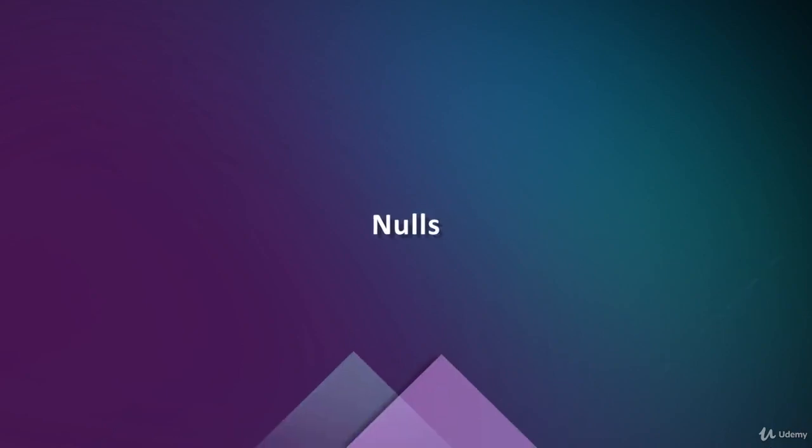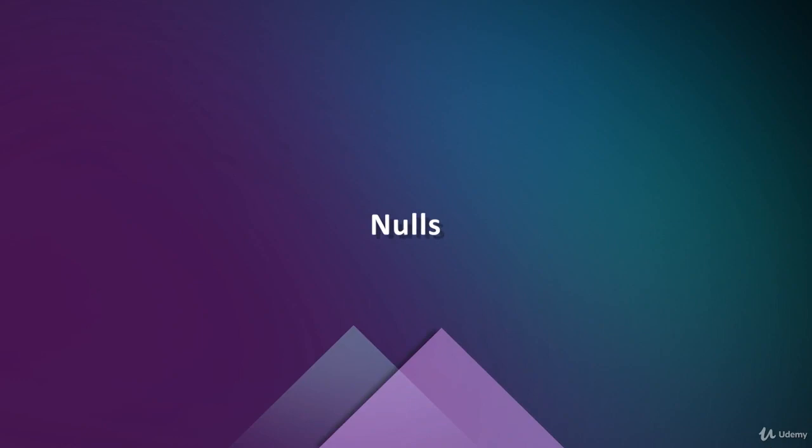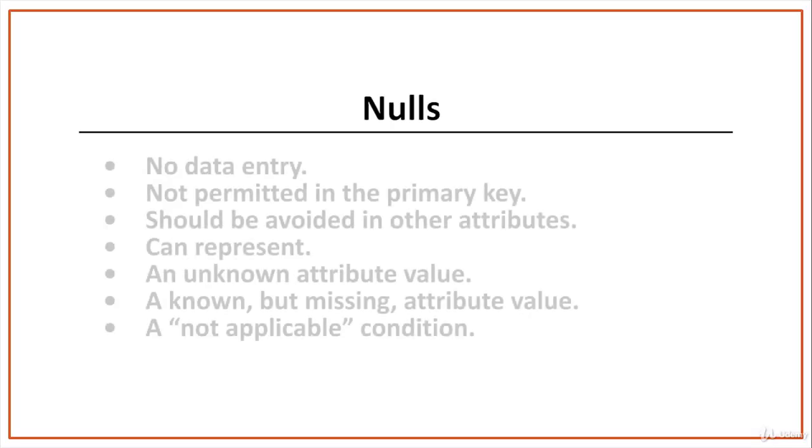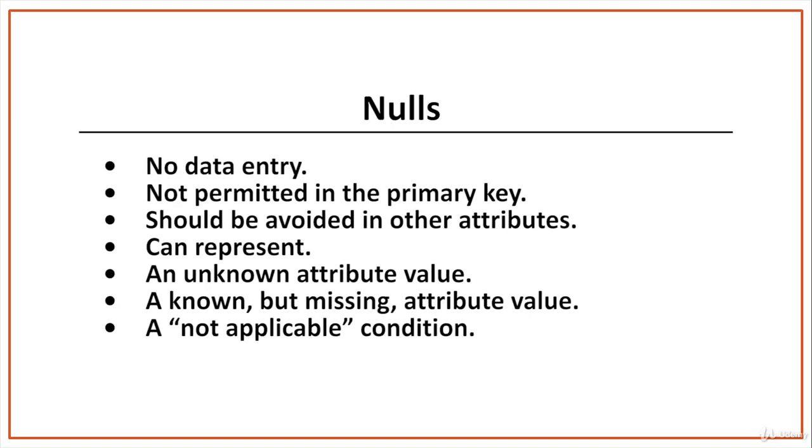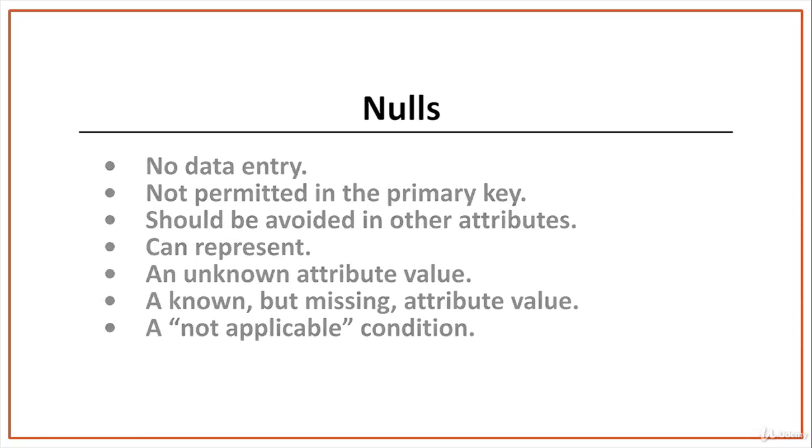Nulls. A null is a special symbol, independent of data type, which means either unknown or inapplicable. It does not mean zero or blank. Features of null include no data entry, not permitted in the primary key, should be avoided in other attributes, can represent an unknown attribute value, a known but missing attribute value, a not applicable condition.